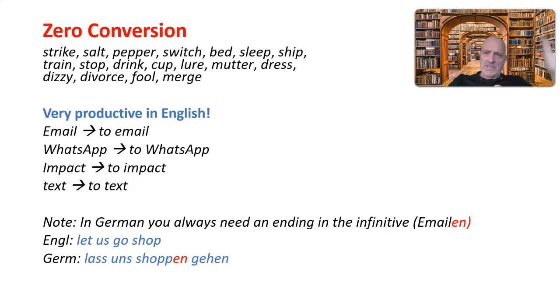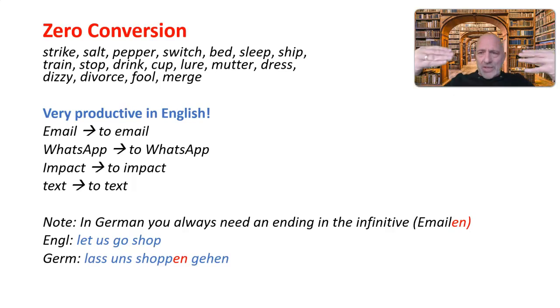Okay, you say email is a noun, you say to email. Or WhatsApp is a noun, to WhatsApp. Okay, let's WhatsApp tonight. Something like this. Let's email. Or impact is a noun, to impact. I don't know, the meter impacted on. Something like that. Text, or to text me. Text me. But text is a noun.